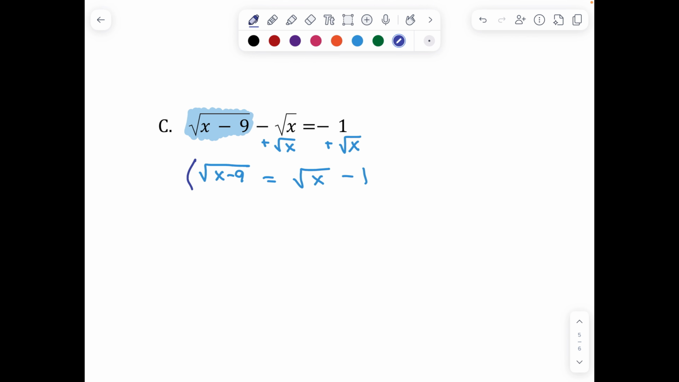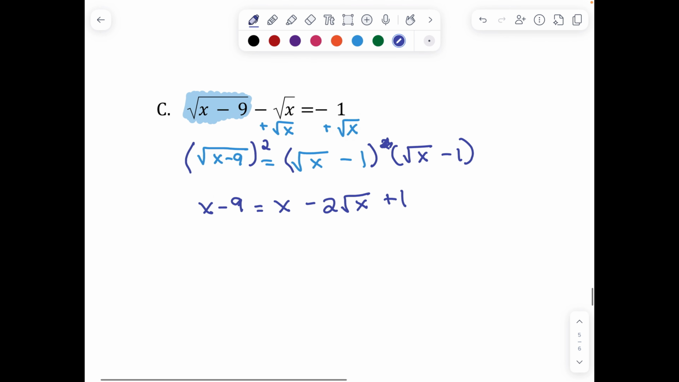Now I'm going to square both of these. When I square this right-hand side, I need to FOIL it out. So on the left, I'm just left with x minus 9. On the right, remember I'm multiplying by the square root of x minus 1. I'm left with x minus 2 radical x plus 1.